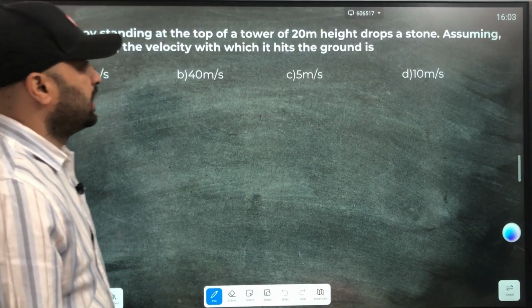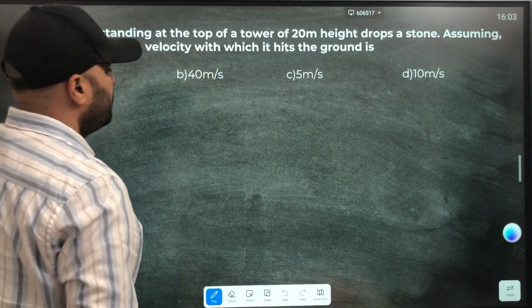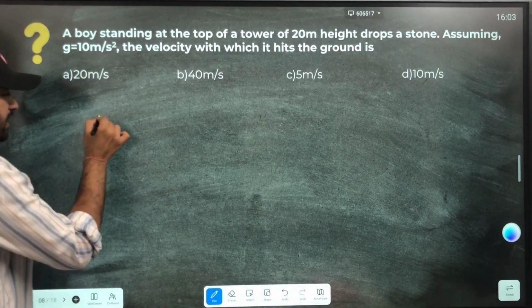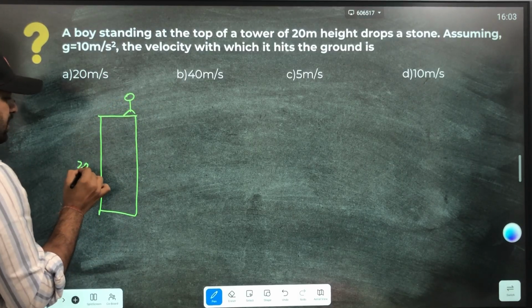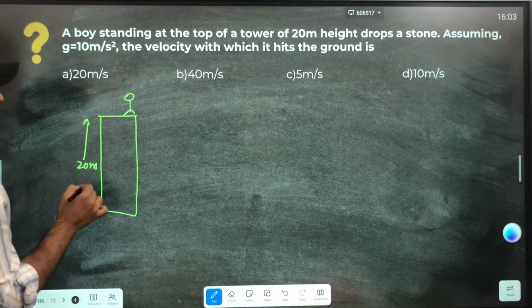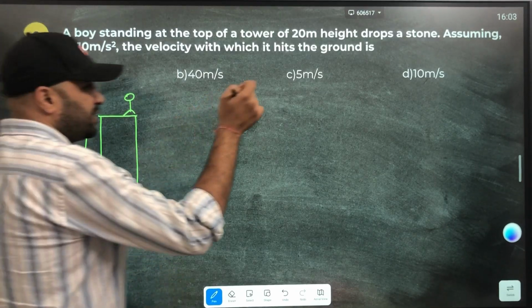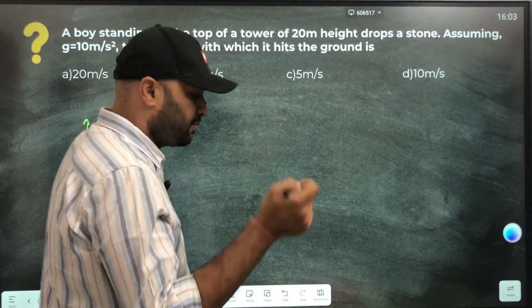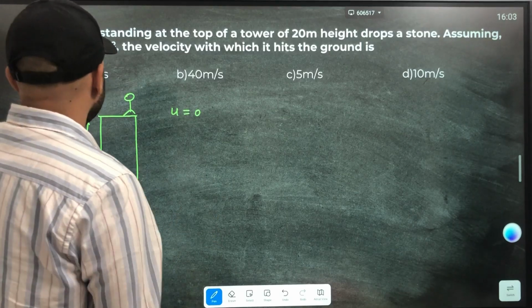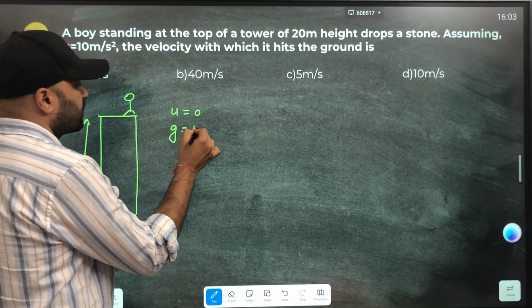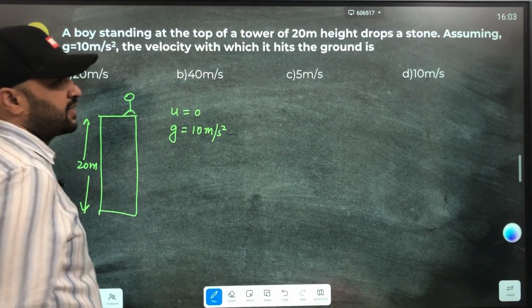Okay, great. The next question is a boy standing at the top of a tower 20 meters high. So let's say this is our 20-meter high tower, with a person standing at the top. He drops a stone. If something is dropped, what does it mean? It simply means initial velocity is 0. Assuming g is equal to 10 meters per second square, find the velocity with which it hits the ground.